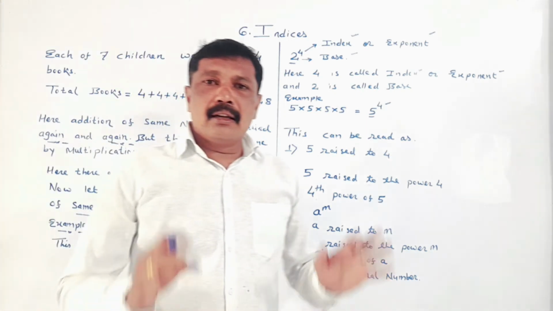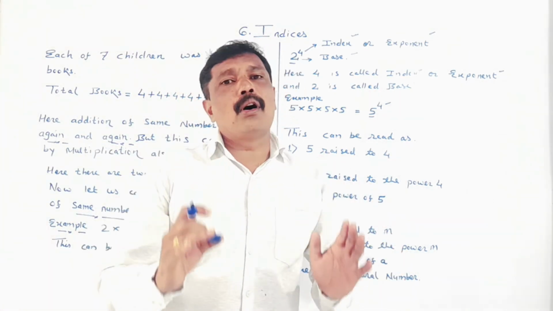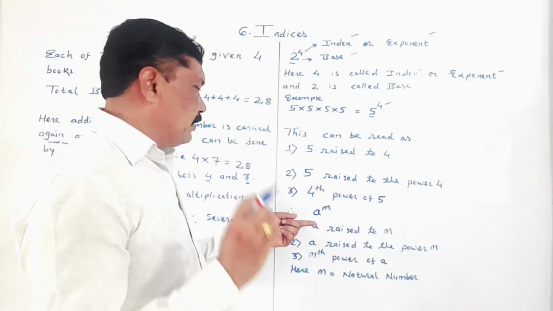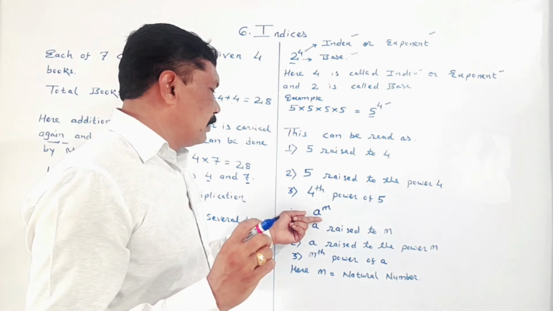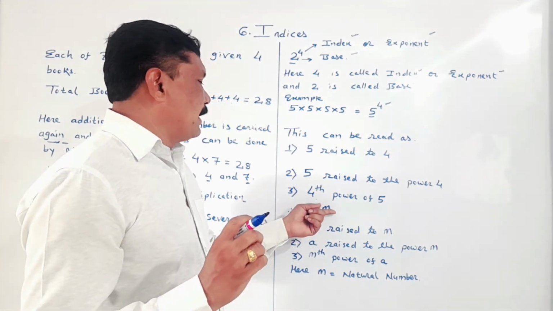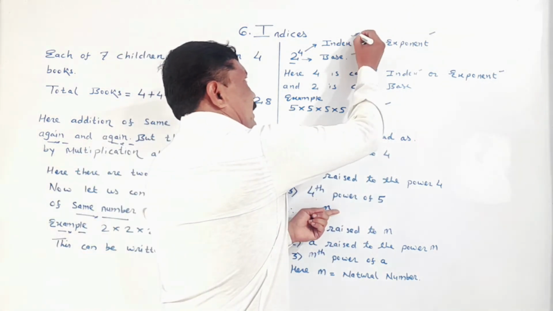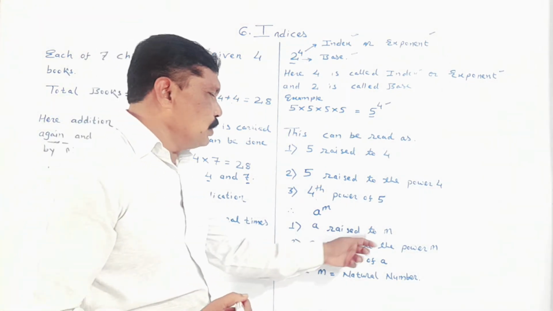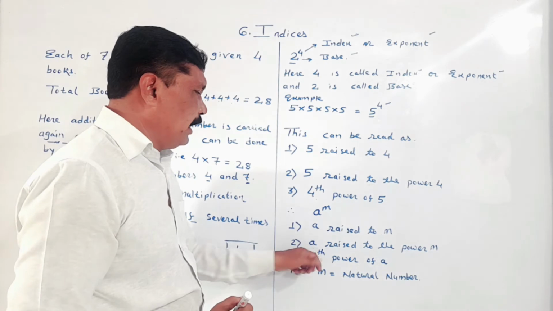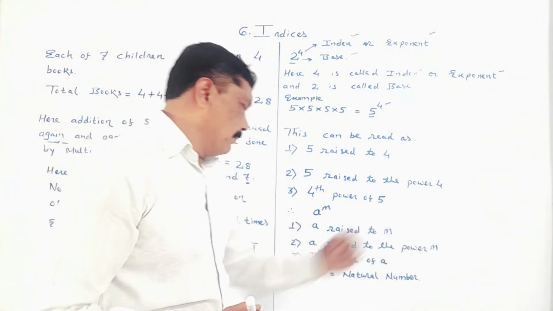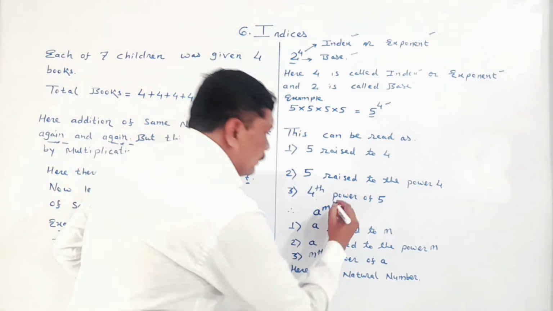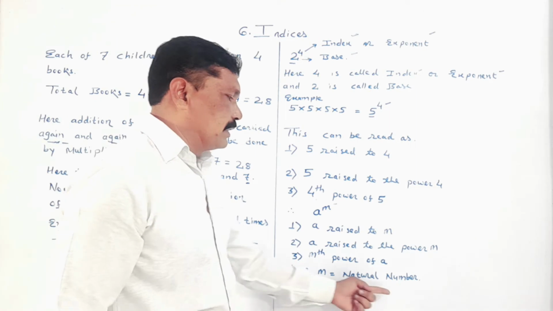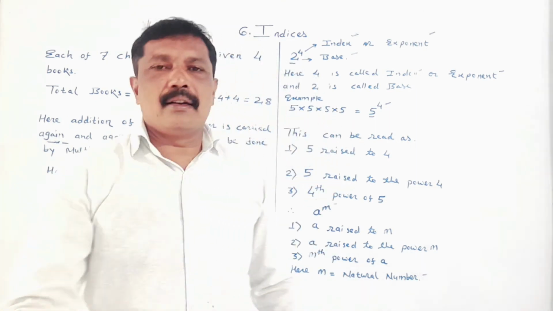My dear student, if we write the general formula in this way, with A as a base and M as an index or exponent, then it can be read as A raised to M, A raised to the power M, or Mth power of A. Here M is nothing but a natural number.